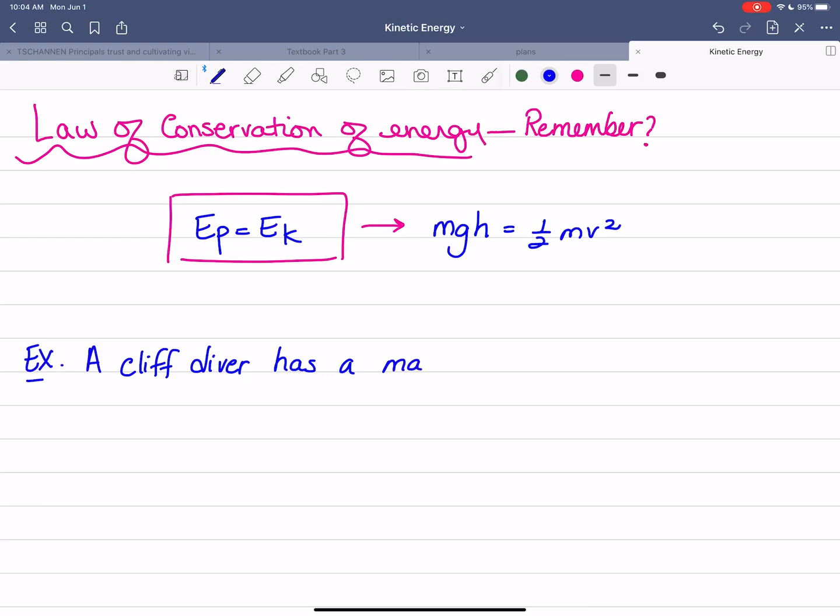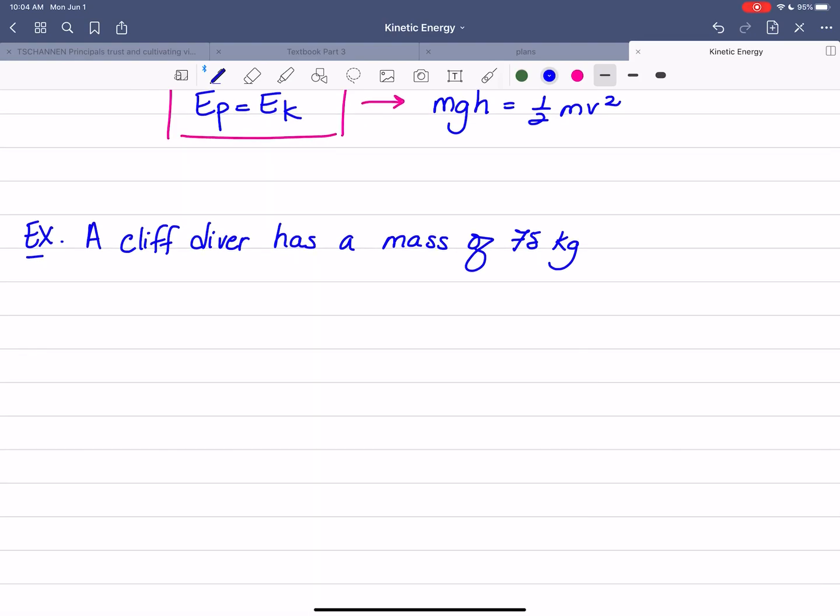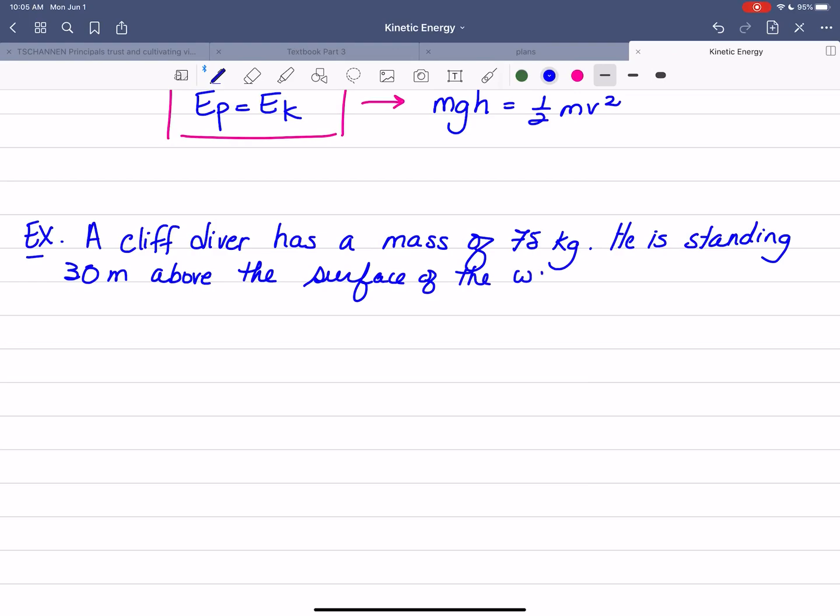has a mass of 75 kilograms. He is standing 30 meters above the surface of the water. What is the speed of the diver just before he hits the water?